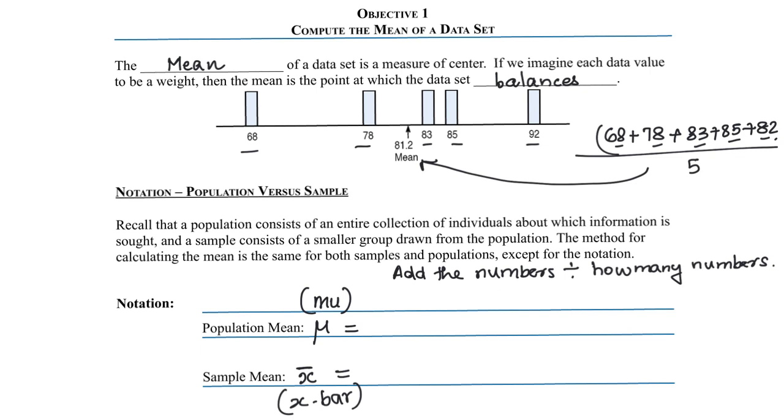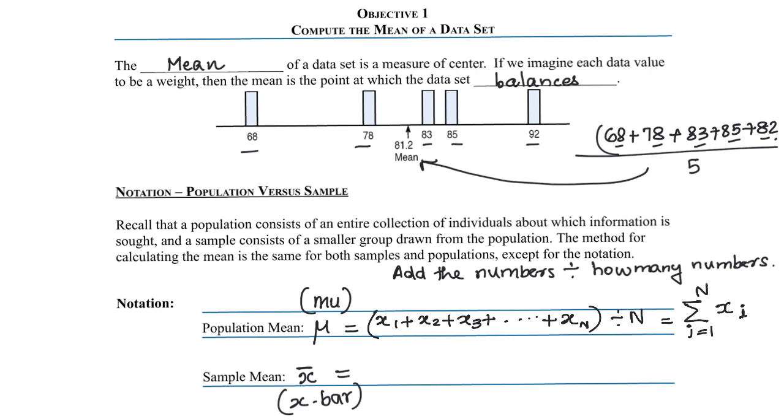Assume these numbers are x1, x2, x3 and so on. We can add those numbers, x1 plus x2 plus x3 plus up to, assume there are n numbers, xn, and then we divide that by n. This is a simple way to write that. This is known as the summation notation, sigma xi, where i is varying from 1 to n.